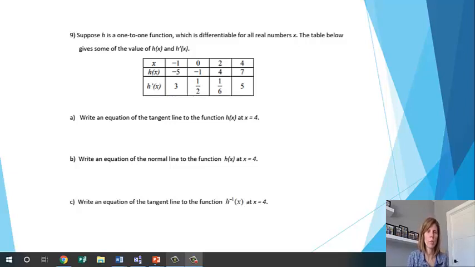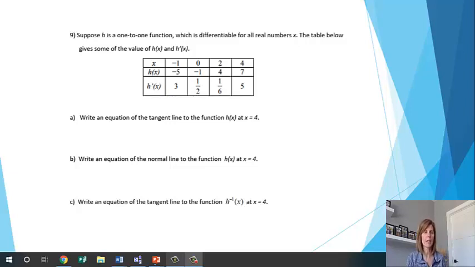Suppose h is a one-to-one function, which is differentiable for all real numbers x. The table below gives some values of h of x and h prime of x, and you'll notice that those values are given. We have 3 different questions going on here. I would encourage you to try the question, see if you can get anywhere with it, and then come back and each time just check your parts. But if you're feeling pretty stuck, then feel free to just hang on with me throughout the whole video.